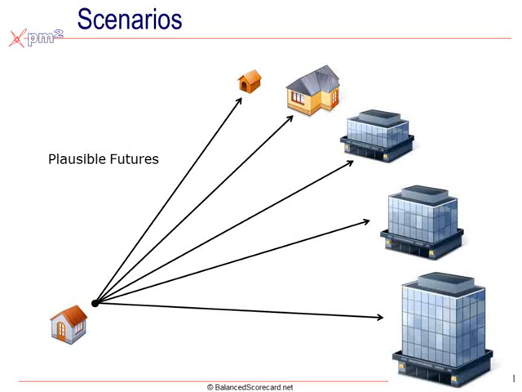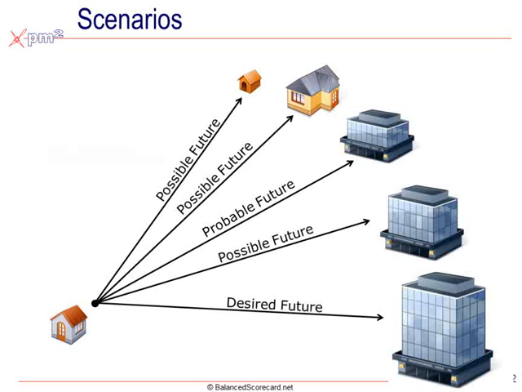So these are the plausible futures, but of those, some of them are merely possible, others will be the most probable, and yet others may be, for example, the desired future. So these are various scenarios. All are plausible, some are more probable, and some are more desired.